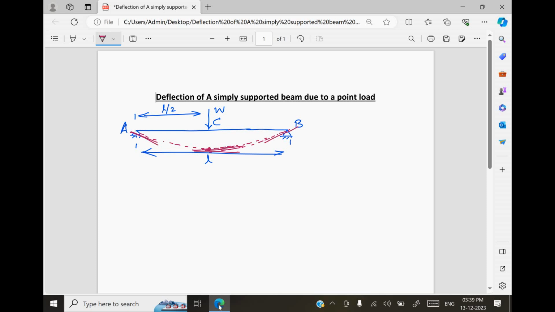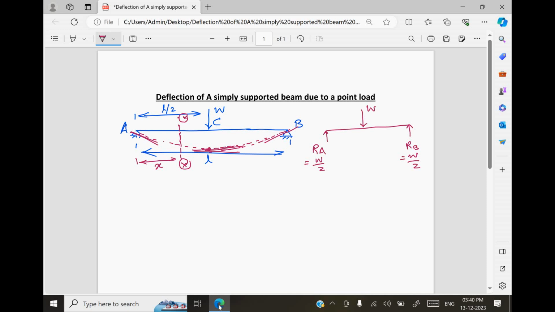Now I will take a section somewhere over here, and I will call it X. Let this distance be X. Since the load W is exactly in the middle, what will be the value of RA and RB? If I write a line diagram, you have RA here and RB here. RA is W by 2, and RB is also W by 2, since the load is exactly in the middle.